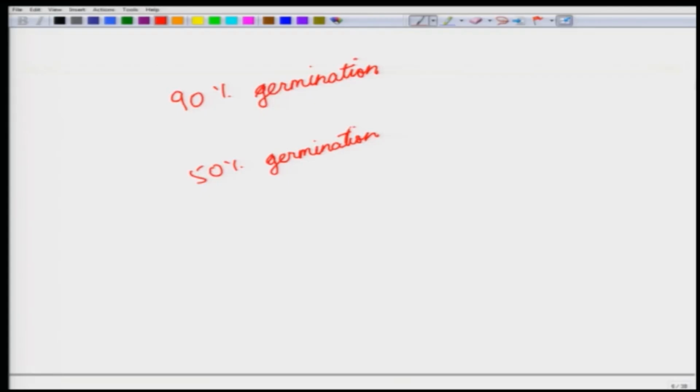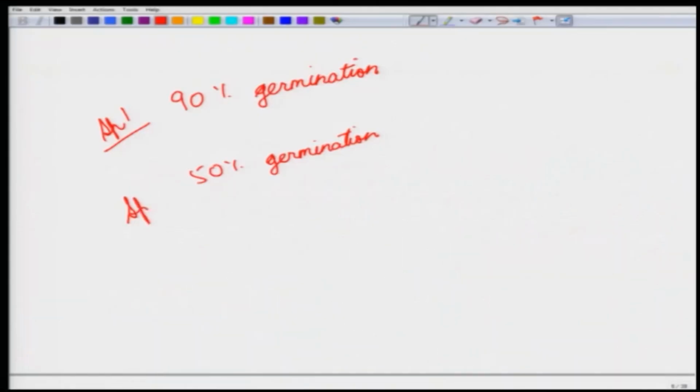Now, it means that in the case of the first species, if you started with 1000 seeds, you will get 900 plants germinating out of these seeds. But in the case of species 2, if you started with 1000 seeds, you will only get 500 plants germinating out of these seeds. So, if there is a species or a lot of seeds that is showing a lower germination percentage, then you should start with more seeds to get the same final result.